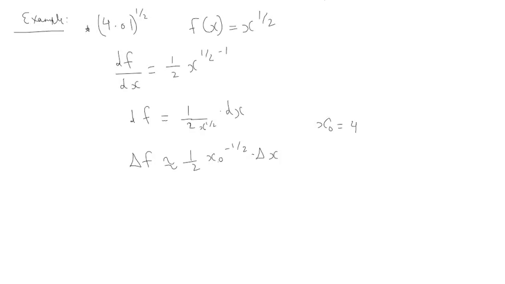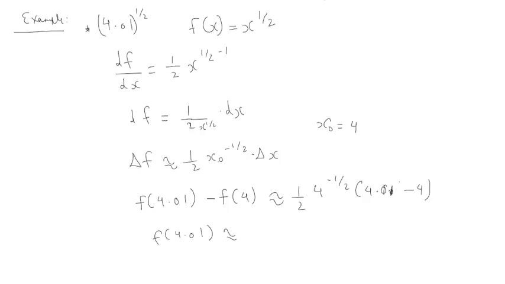In that case, what will the upper y value be? Well, that will turn out to be 4.01. And the lower y value will be f of 4. And this would approximately be equal to 1 over 2 times x0 to the minus 1 over 2, which is 4 to the minus 1 over 2, and that is multiplied by 4.01 minus 4.